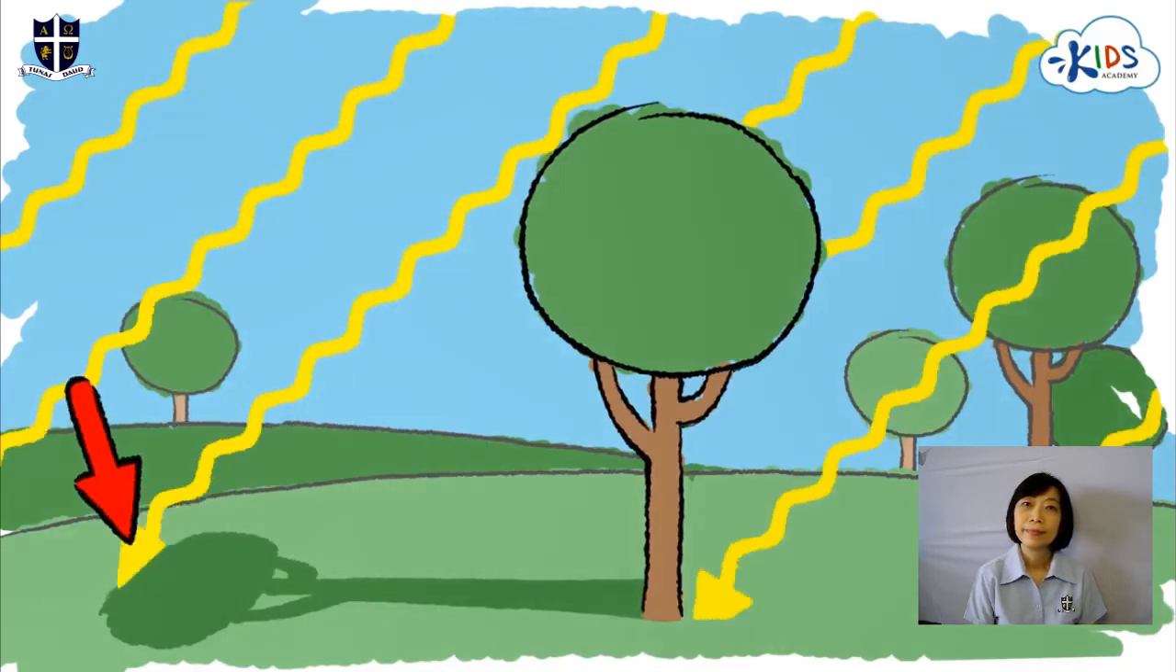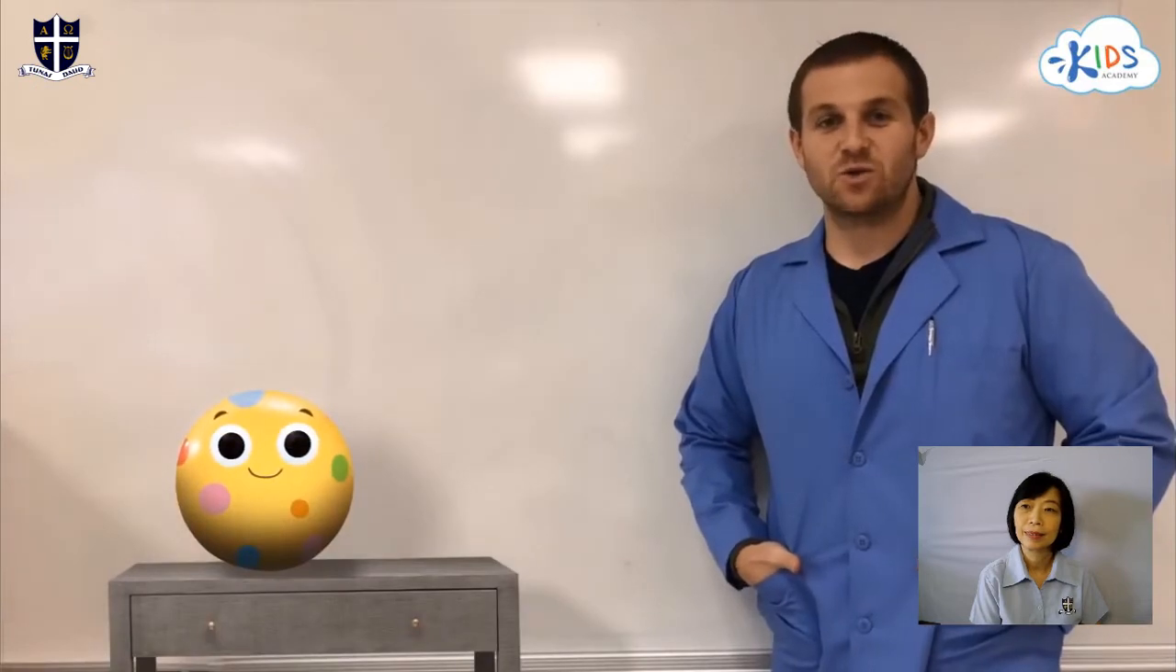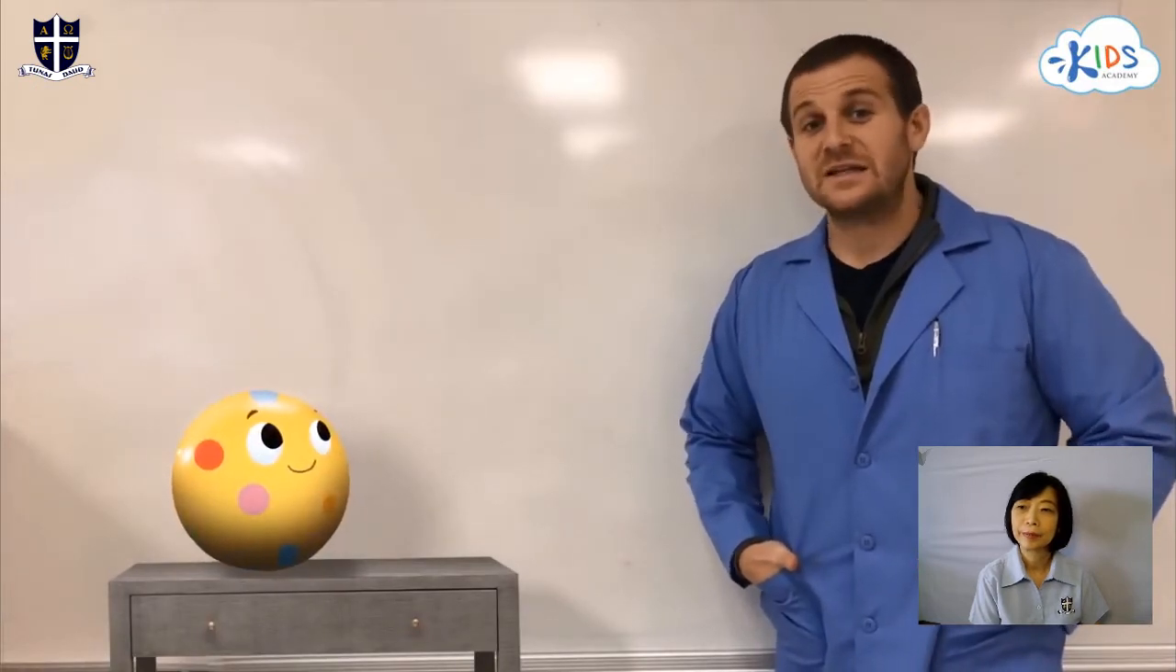Blocking sources of light can create different types of shadows. Now let's step into the light lab and do some experiments with different objects to see what kind of shadows we can make.